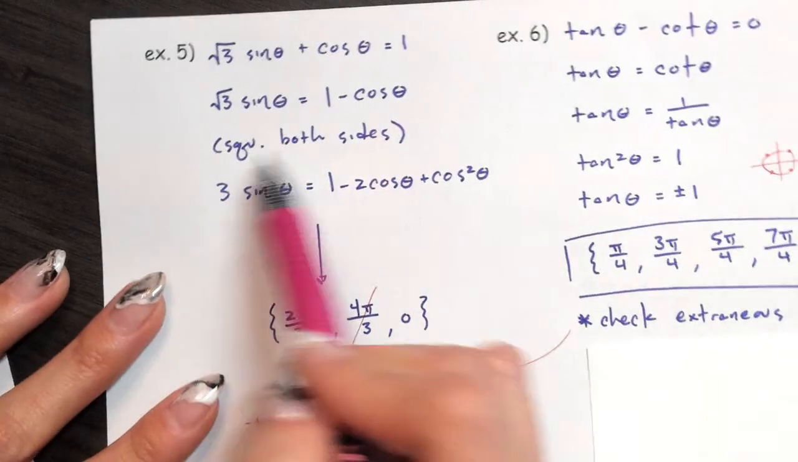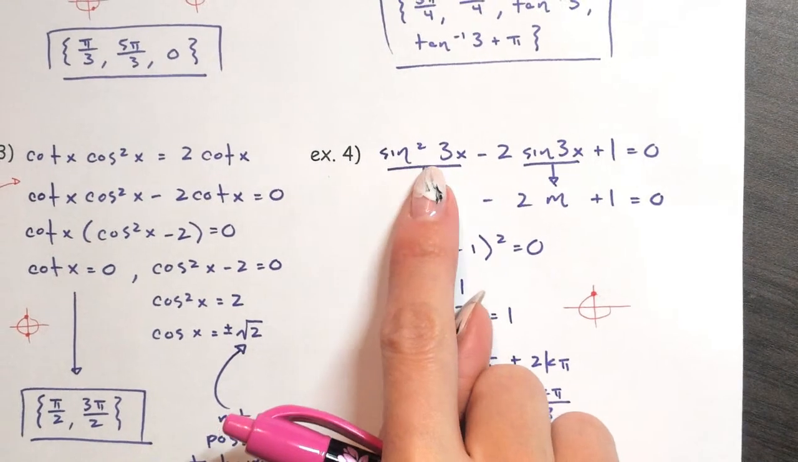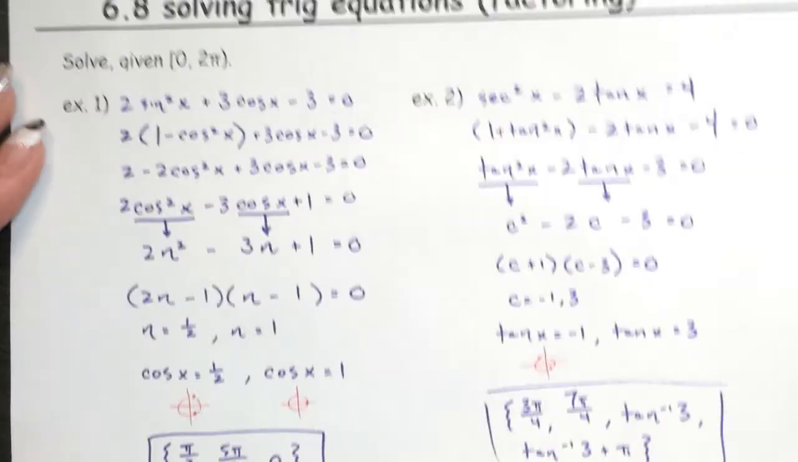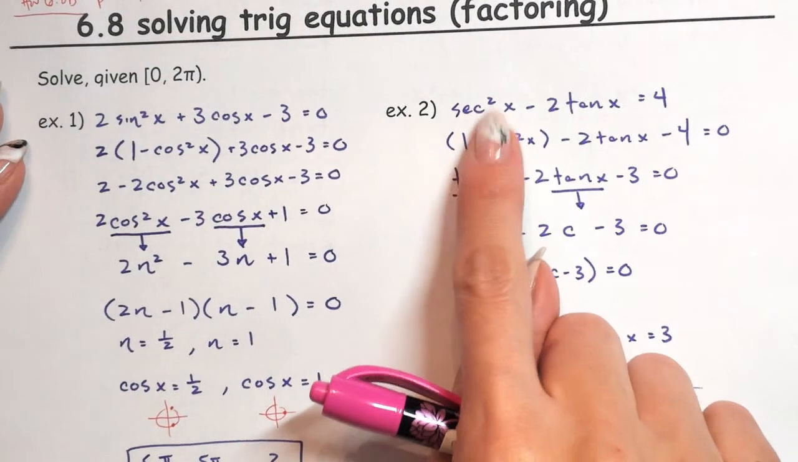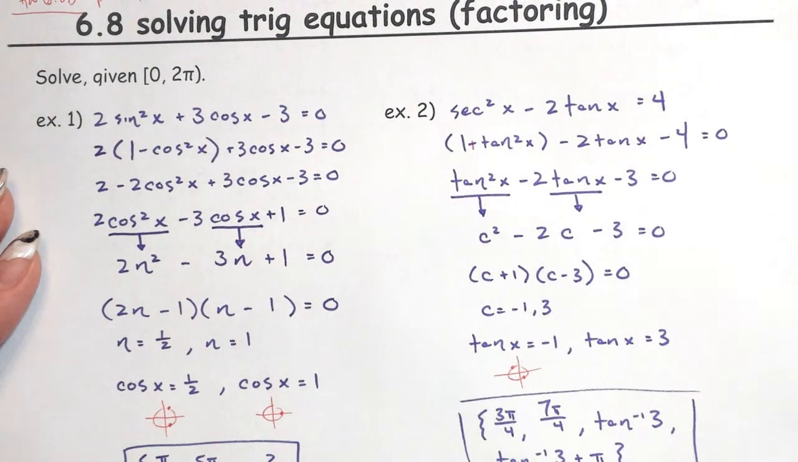So you should check for extraneous solutions anytime you're multiplying things into it, okay? Right here, you're squaring both sides, so you're multiplying things into it. On the front, we didn't actually multiply things into it. We just replaced. This already had a cosine squared. This already had a sine squared. This already had a secant squared. So nothing got multiplied into it. We just factored what we had.